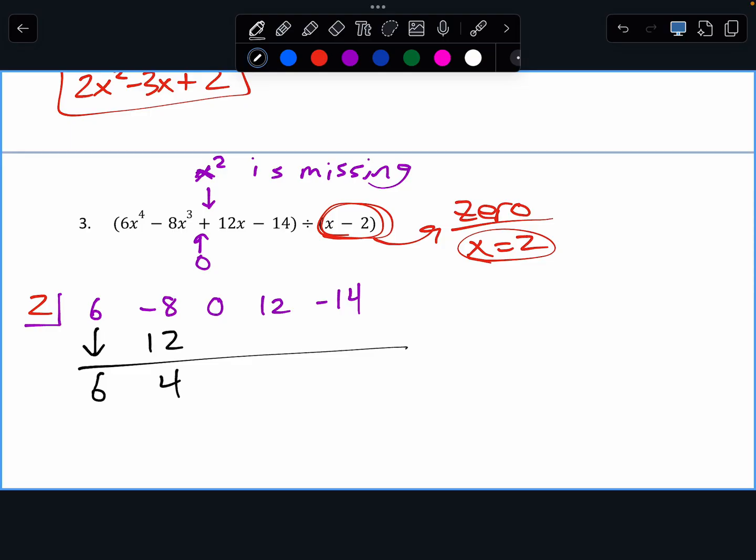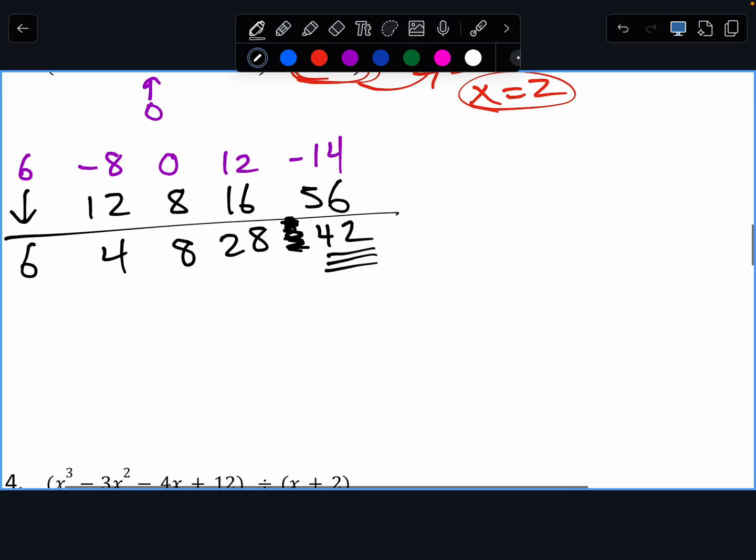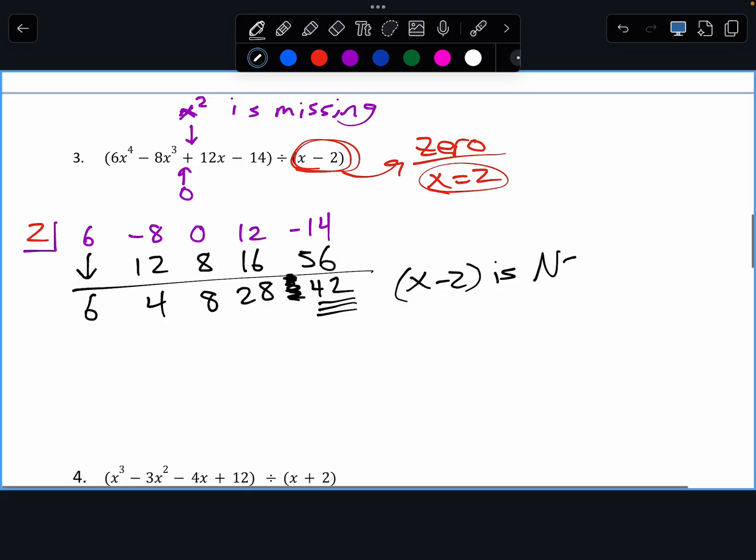Add down, that's 4. 4 times 2 is 8. Add down, that's 8. 8 times 2 is 16. Add down, that's 28. 28 times 2 is 56. Add down, that's 42. So again, that last one is separate from the rest, and that's our remainder, which means x minus 2 is not a factor. That's what that tells us. If it's not a 0 for the last spot, then we do not have a factor.